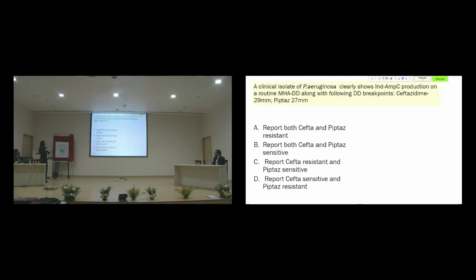Next question. Regarding Pseudomonas aeruginosa and AmpC production, which of the following option is true? This is while reading an AST plate of a clinical isolate. If you see inducible AmpC production, then you see ceftazidime and piperacillin sensitive. How do we go about reporting these in the clinical report? If you don't remember the zone diameter, then this is in the sensitive range. This is also in the sensitive range. Only 50.